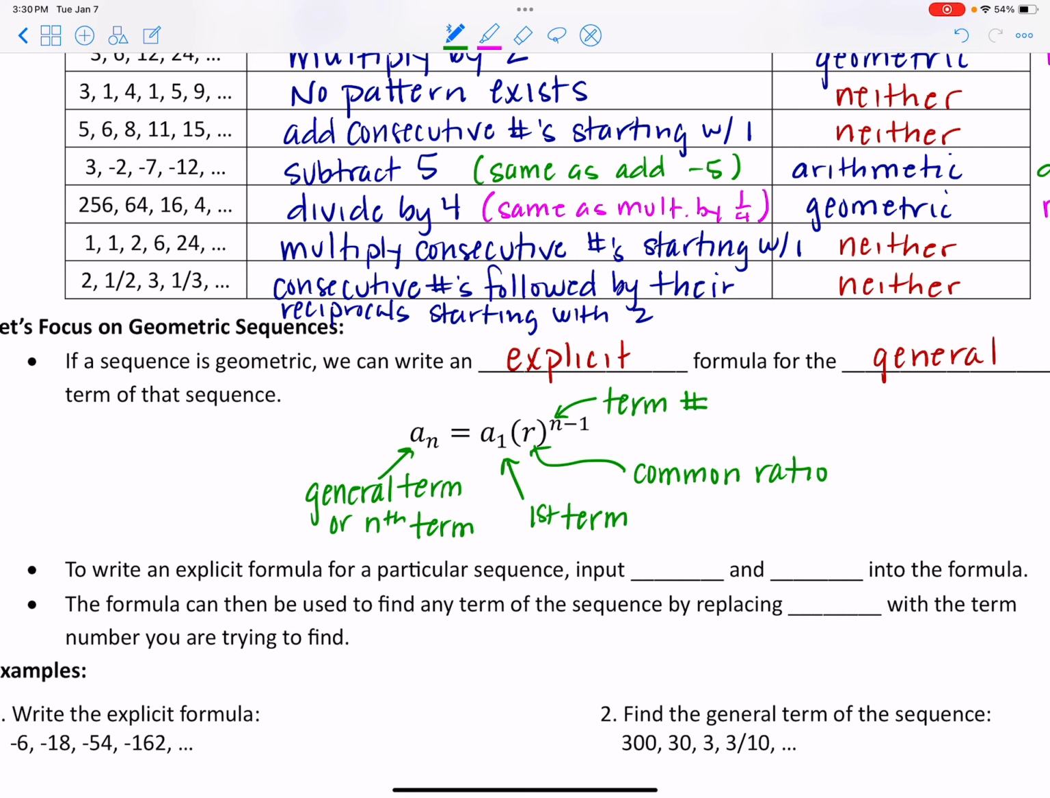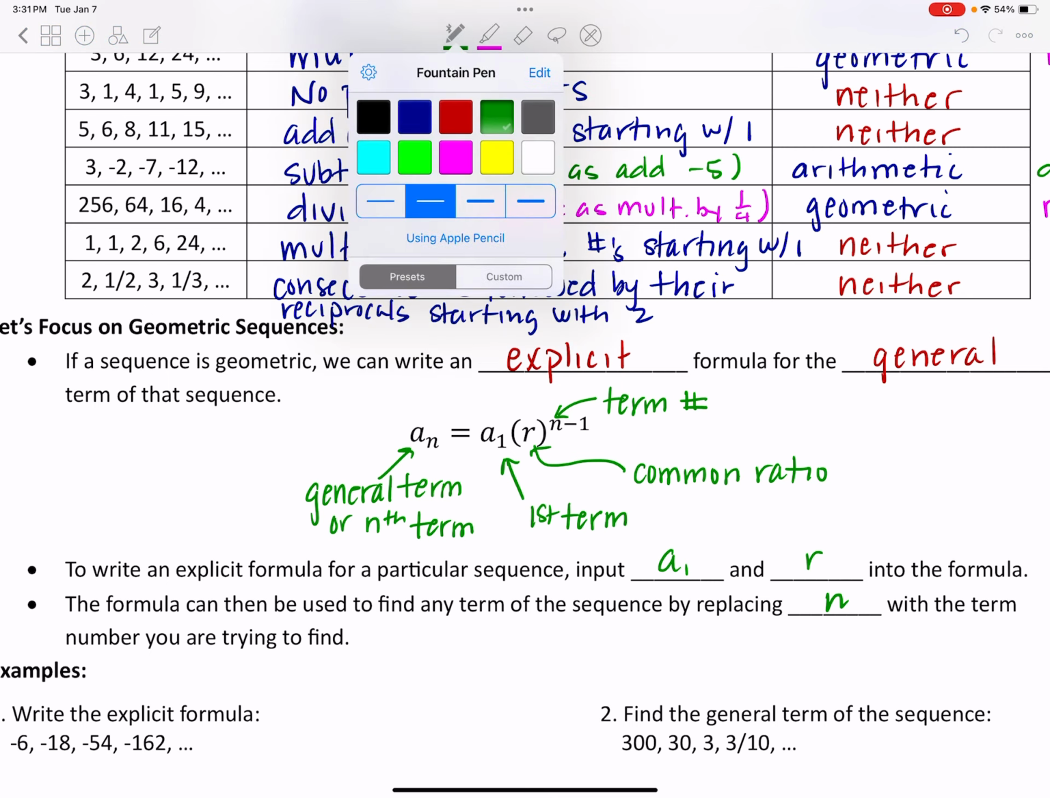Okay, so if I just wanted to write an explicit formula for a particular sequence, I'm simply going to input two things: my first term and my common ratio. Then I have an explicit formula for a specific sequence. Now, if I actually want to use that explicit formula to calculate a term in the sequence, I'm also going to replace n with the term that I'm looking for. Okay, so let's try this out.